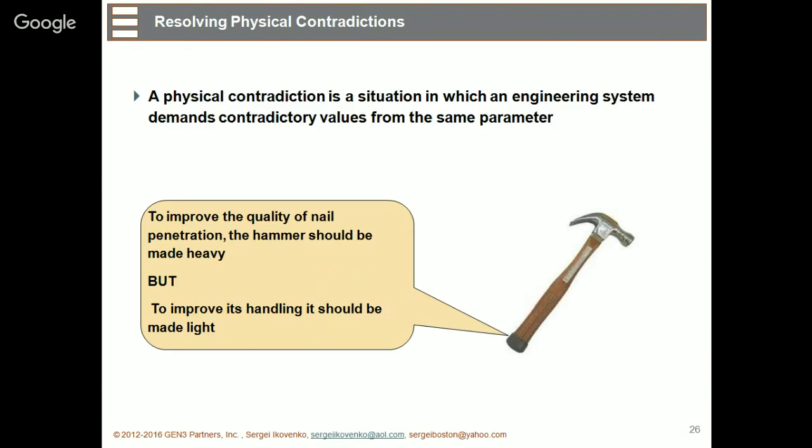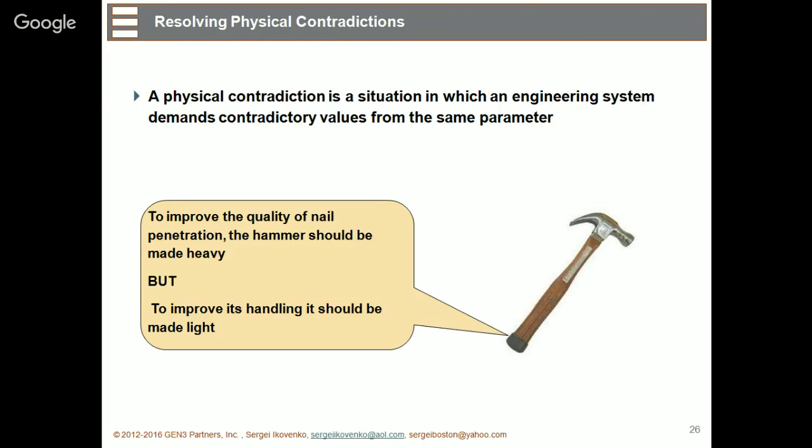We cannot solve it. The hammer should be heavy to drive nails very efficiently. But if I work with a heavy hammer, I get tired, so then the hammer should be light, so I will not get tired. So I have two opposite contradictory demands for the hammer.